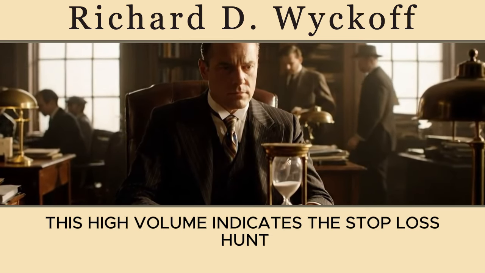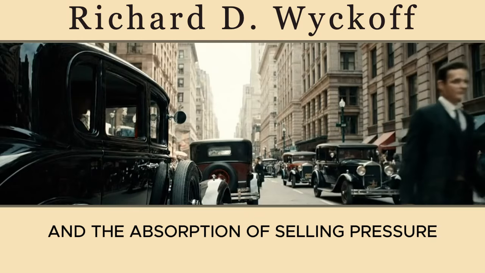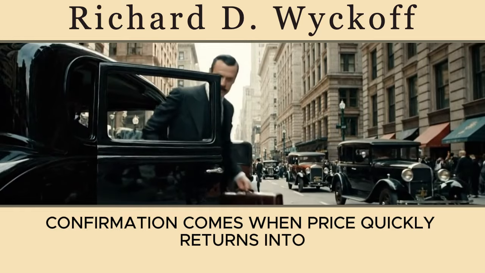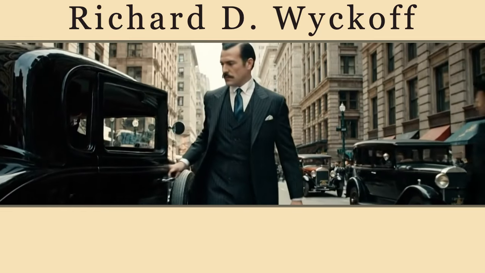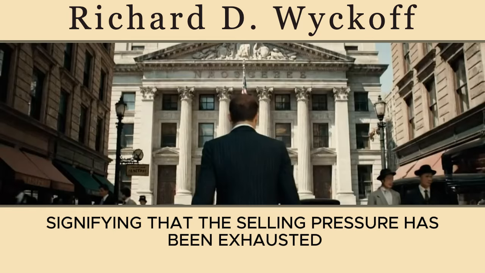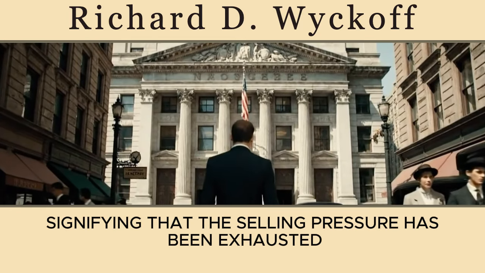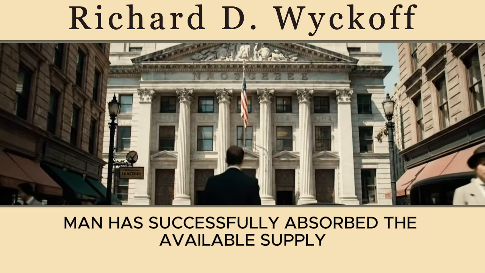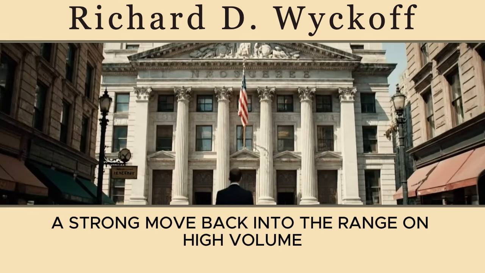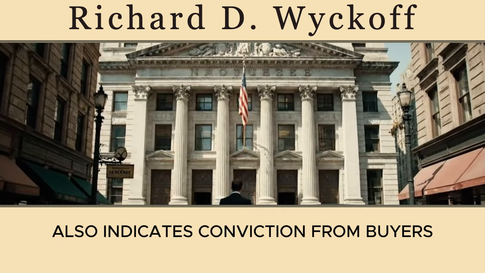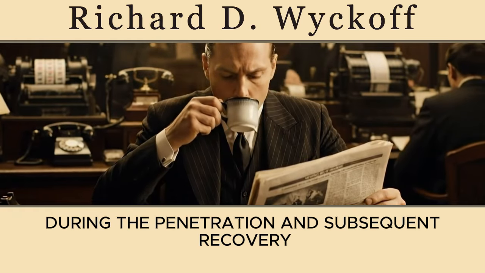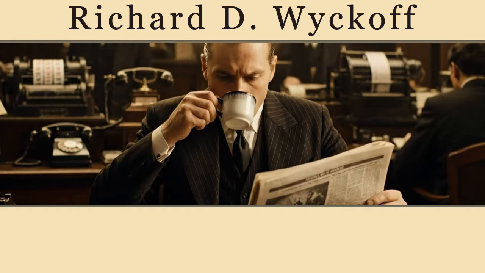This high volume indicates the stop-loss hunt and the absorption of selling pressure by the Composite Man. However, the critical confirmation comes when price quickly returns into the trading range. This return should ideally occur on decreasing volume, signifying that the selling pressure has been exhausted and the Composite Man has successfully absorbed the available supply. A strong move back into the range on high volume also indicates conviction from buyers. What's most important is the character of the volume during the penetration and subsequent recovery.